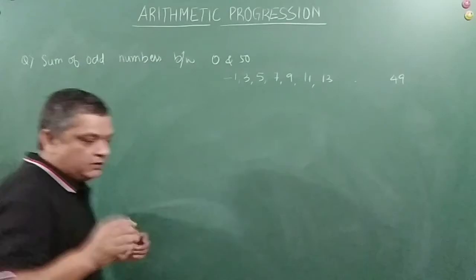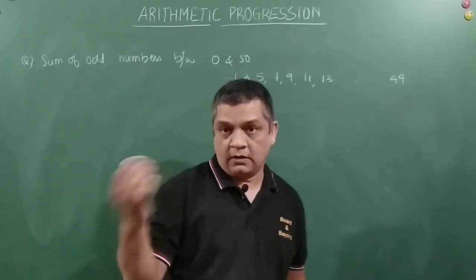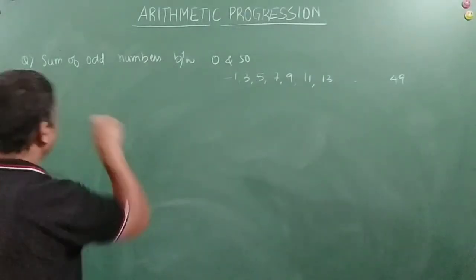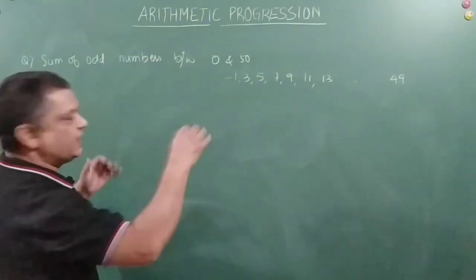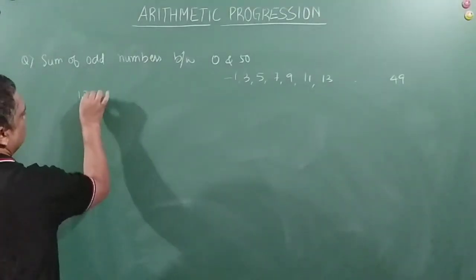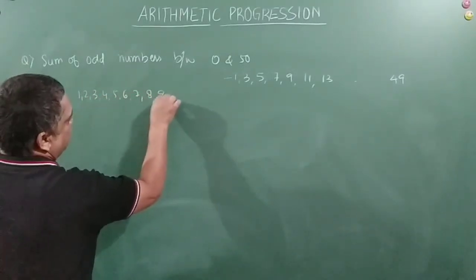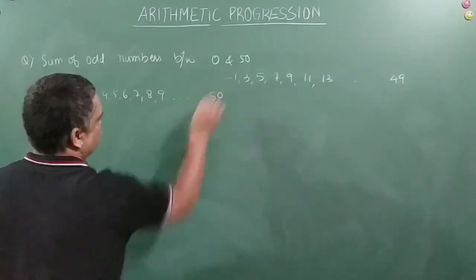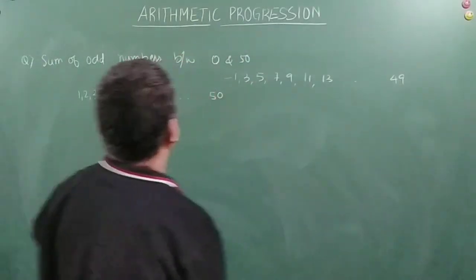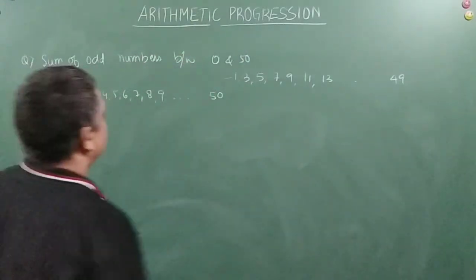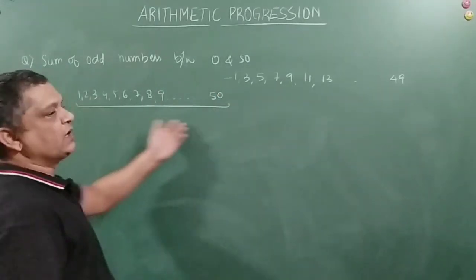But generally the formula we know is the sum of n terms. If I write the general form, including everything, the series becomes 1, 2, 3, 4, 5, 6, 7, 8, 9, and so on and so forth, up to 50. I am just writing up to 50 because the question says up to 50. Right? Now what happens, friend? See, these are the natural numbers up to 50.